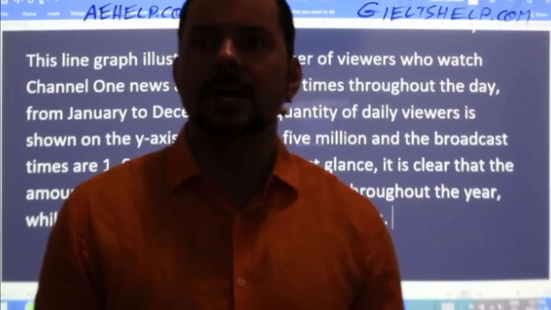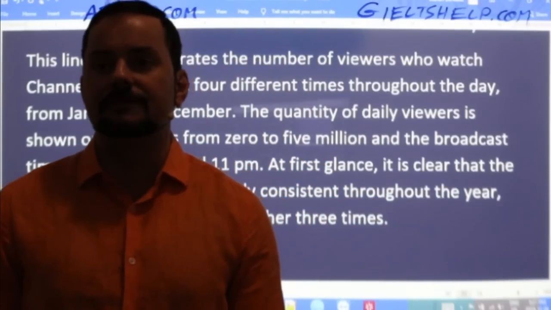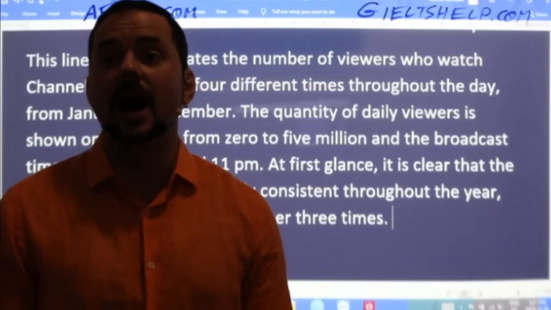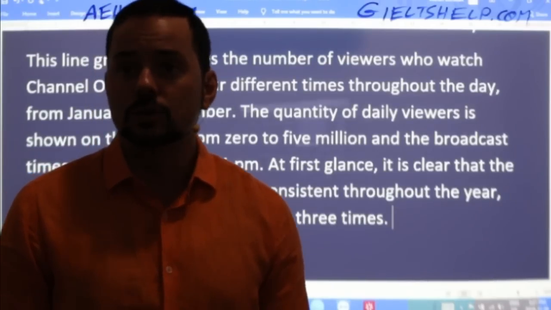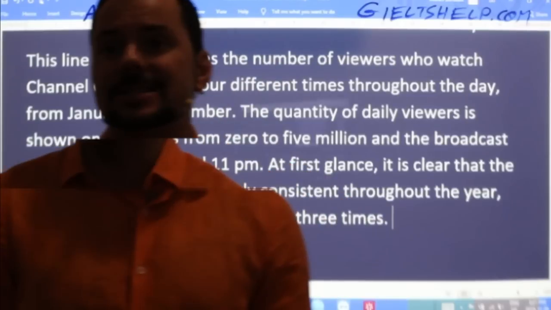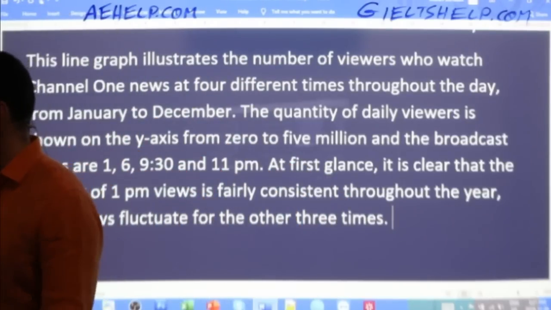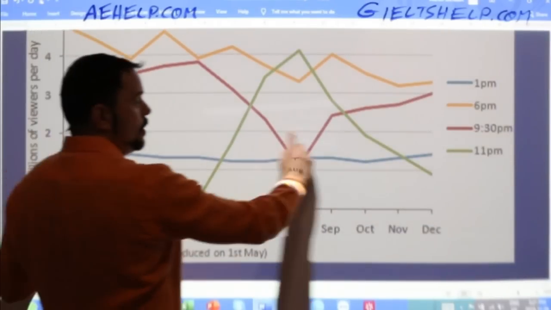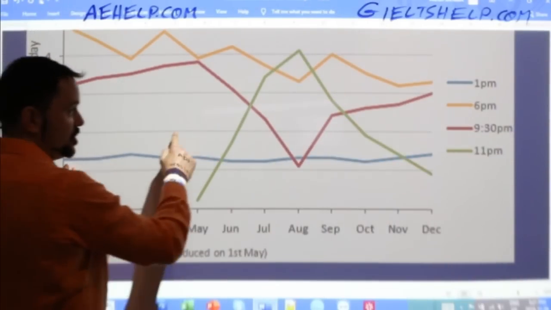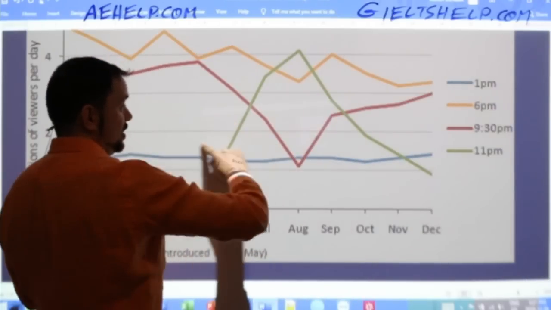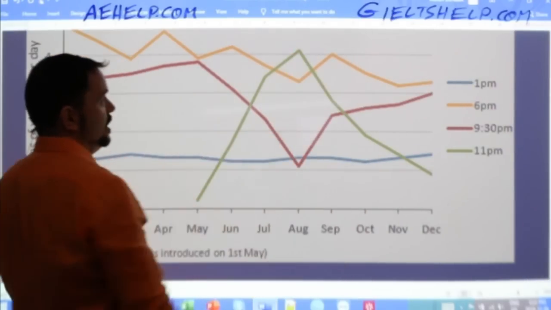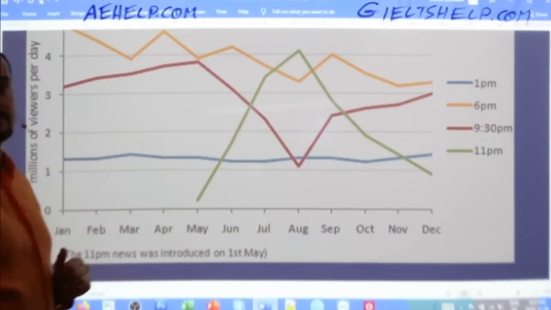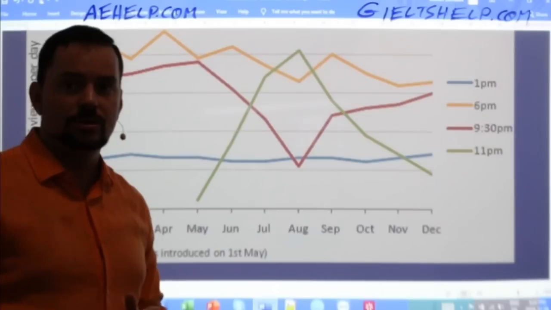So Sushine says, overall, what stands out in the graph is that 1 p.m. views are stable throughout the year while the others fluctuate. Sushine, not bad, just finish your sentence, okay? Because you're only describing part of the main feature. The stable 1 p.m. view is part of the main feature. This is clearly another very important part of this main feature. In fact, this whole area here is very important. So you need to do both, okay?